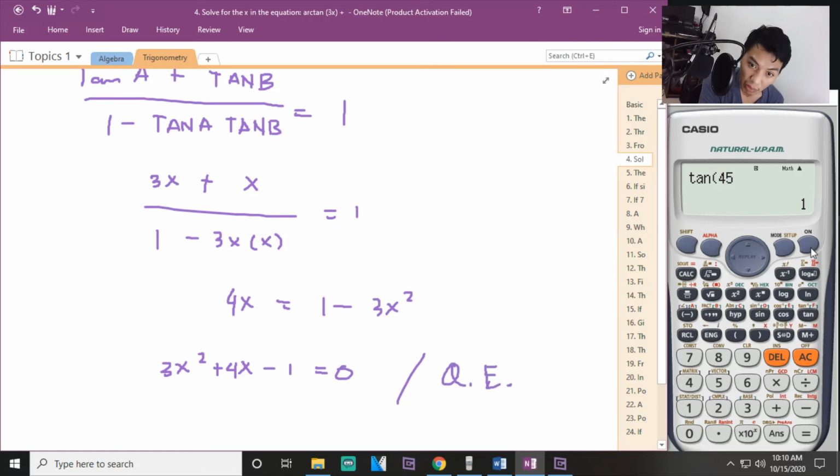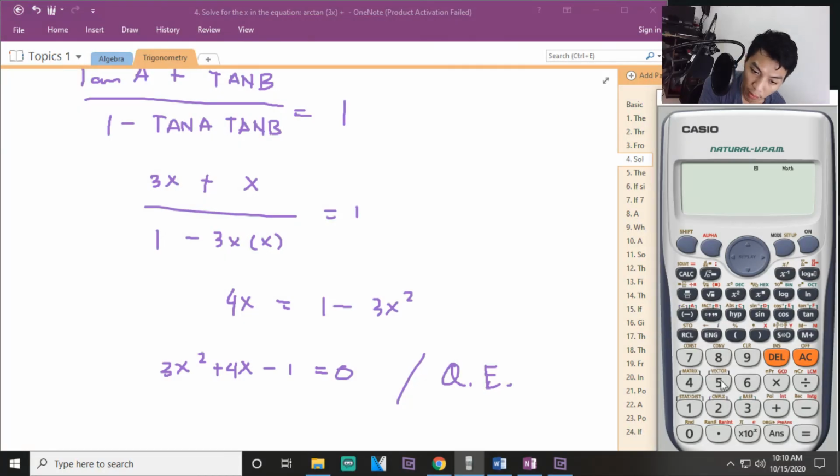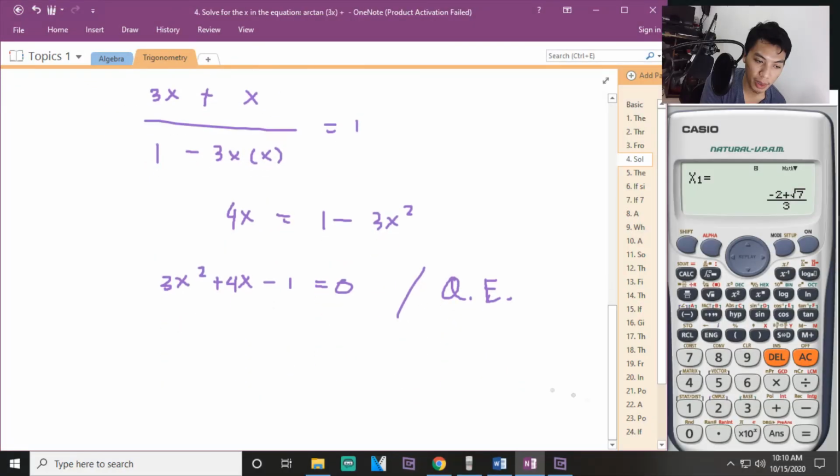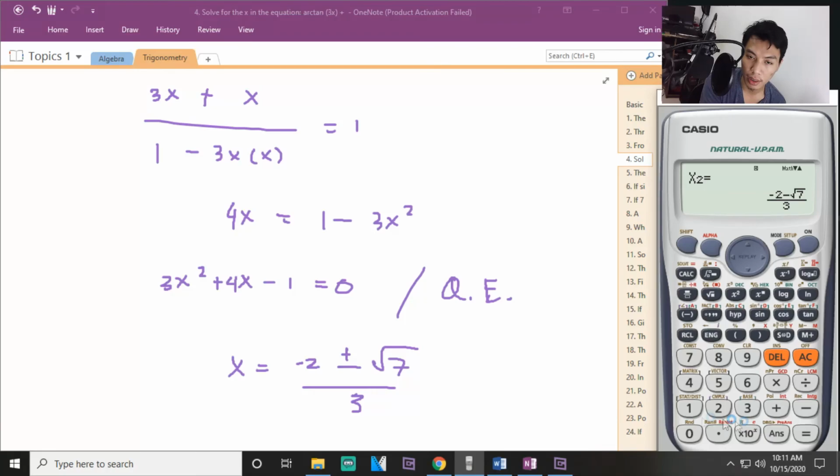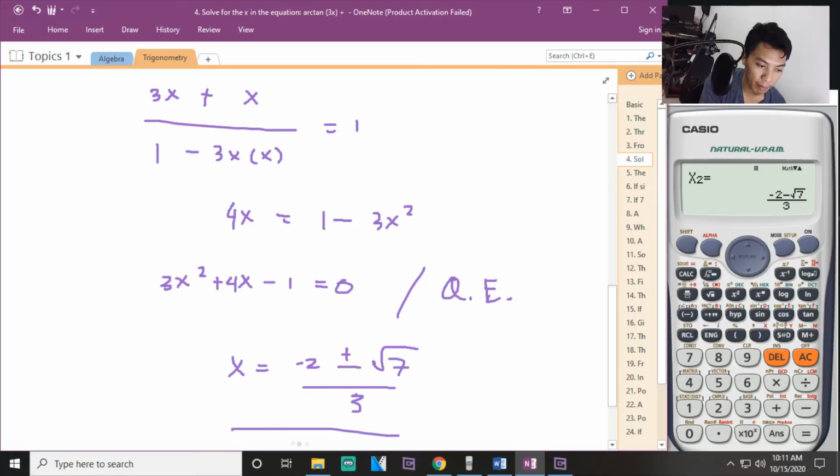Now, this is a QE, quadratic equation. For the quadratic equation, we can use mode 5 and 3 on the calculator. Mode 5, then the quadratic equation. So, 3, 4, and then negative 1. The answer will be, there. So, your answer for x will be equal to negative 2 plus minus square root of 7 over 2. That will be for number 4.